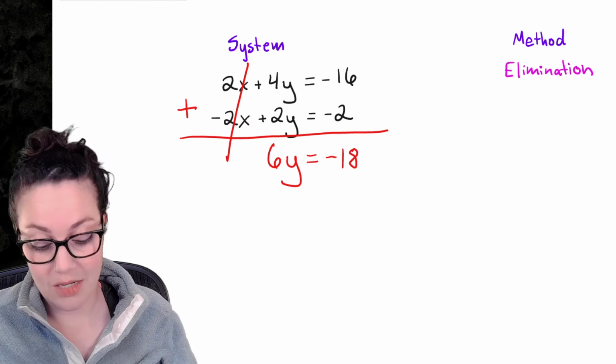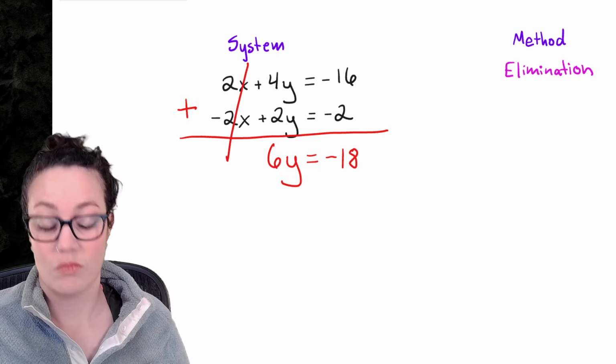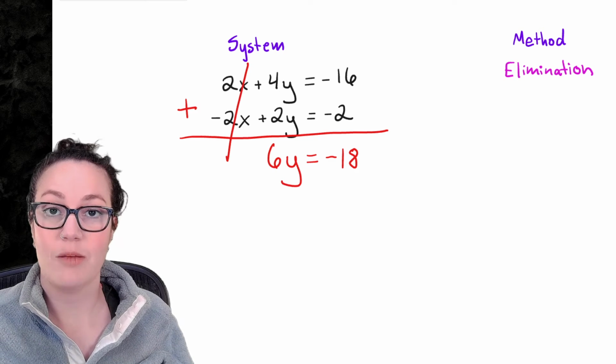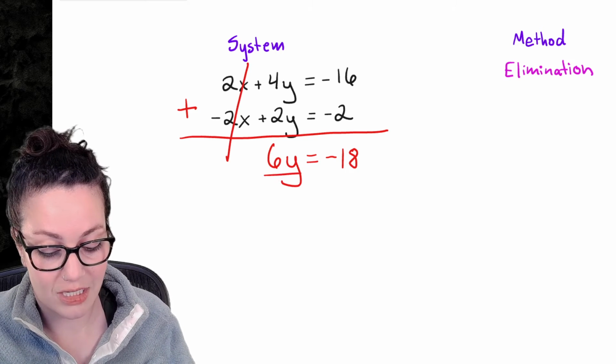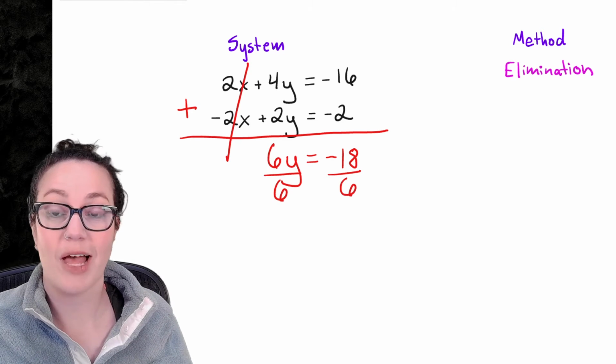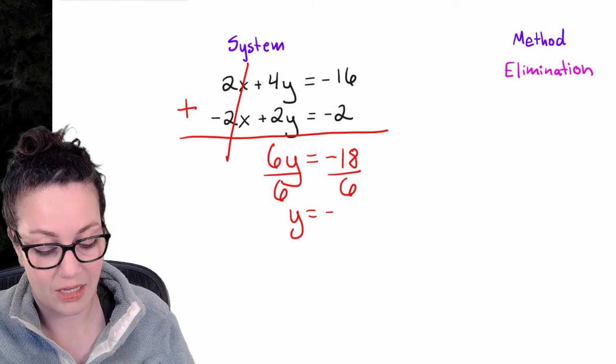This is really handy because now I'm just left with a single step equation to solve for y. So as usual, we're going to divide by the coefficient on y, which is 6. We do that to both sides. Our equation has to stay balanced. And we get y is equal to -3.